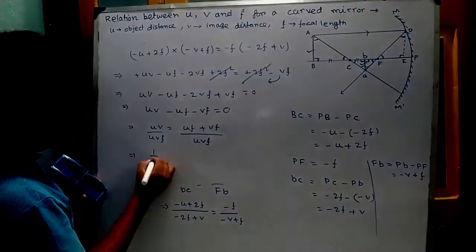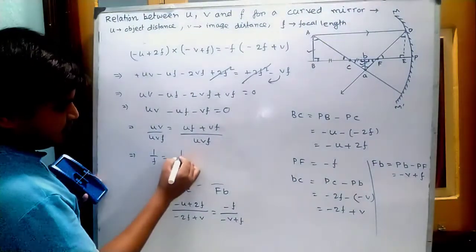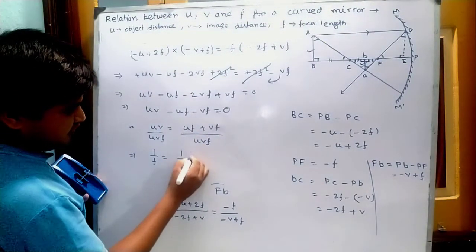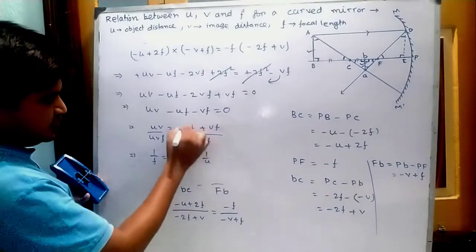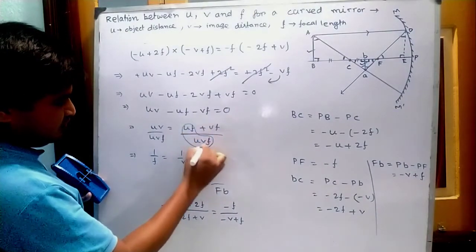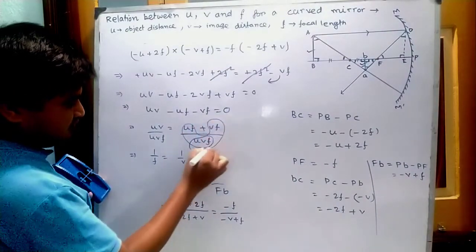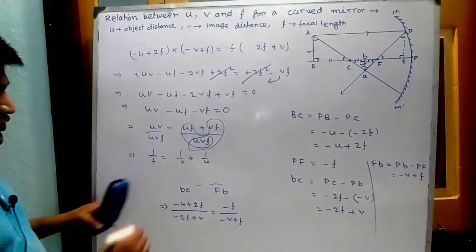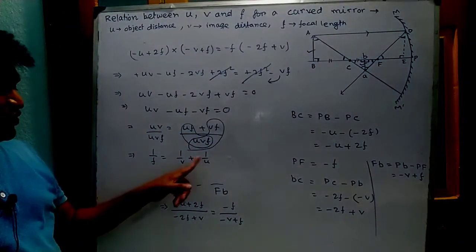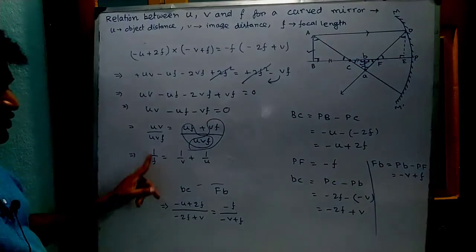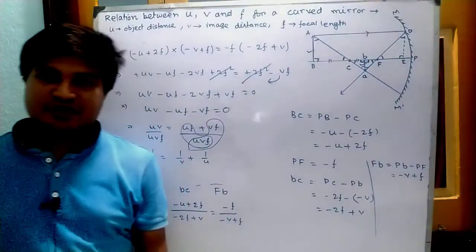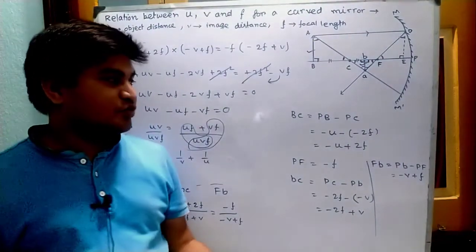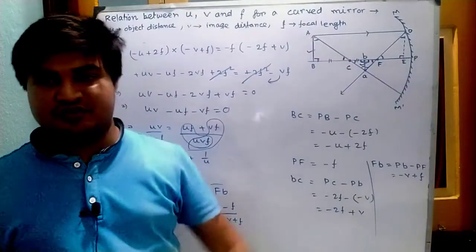Now 1 by F equals 1 by V plus 1 by U. Separating it once, so this is the relation between image distance, object distance and focal length: 1 by V plus 1 by U equals 1 by F. We can also prove this relation for a convex mirror.